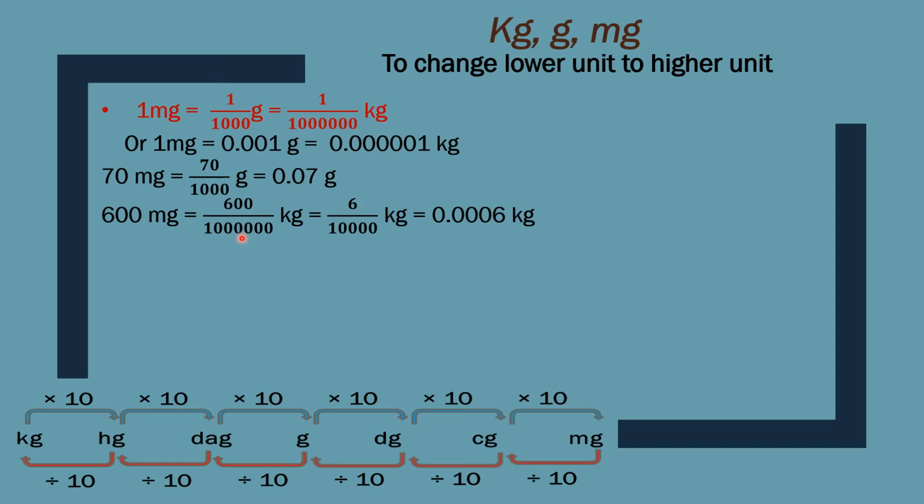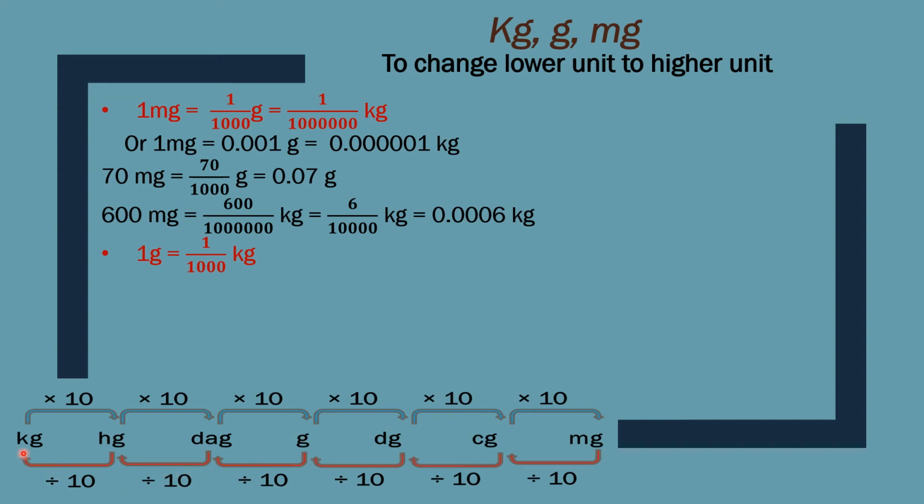Now one more question, milligram to kilogram. How will we do it? We know that 1 milligram equals 1 by 10 lakh kilogram. So 600 milligram equals 600 divided by 10 lakh kilogram. Now these two zeros will be cancelled by these two zeros. So what will we get? 6 by 10,000 kilogram, and it is 0.0006 kilogram.